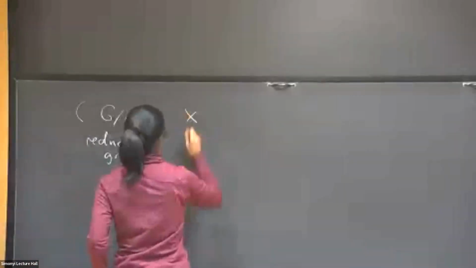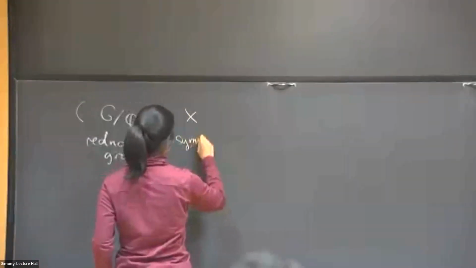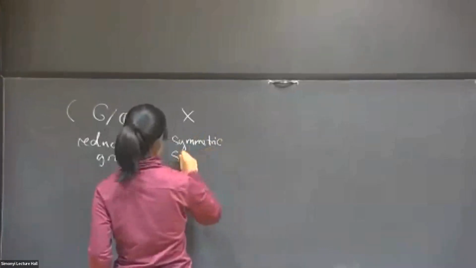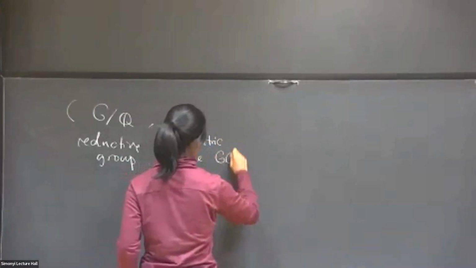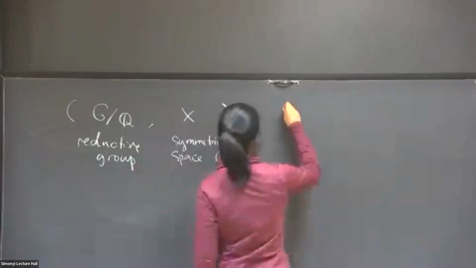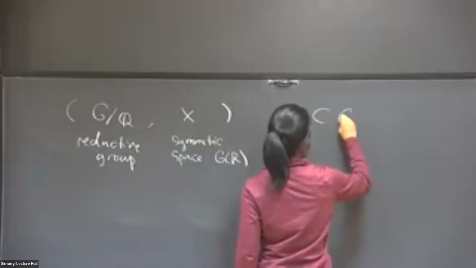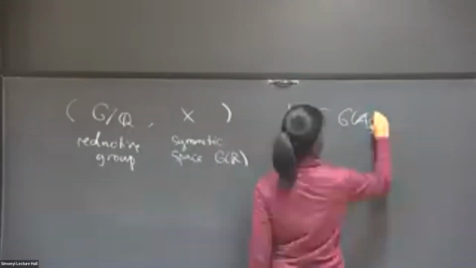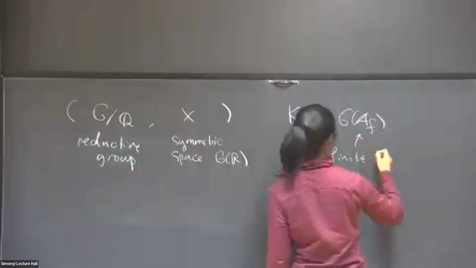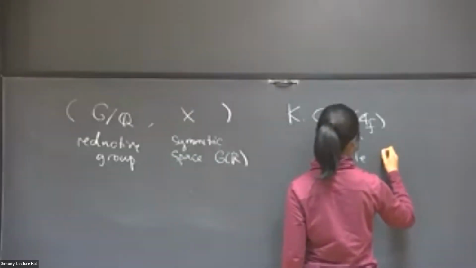And the symmetric space X for its real points. So this would be a contractible Riemannian manifold that is a homogeneous space under the real points of G. And then we fix a compact open subgroup K of the finite adelic points of G, and we suppose it to be small enough.